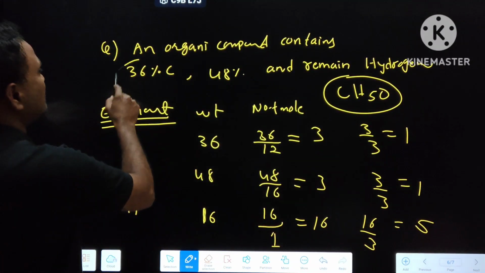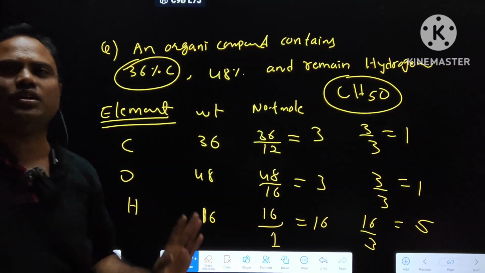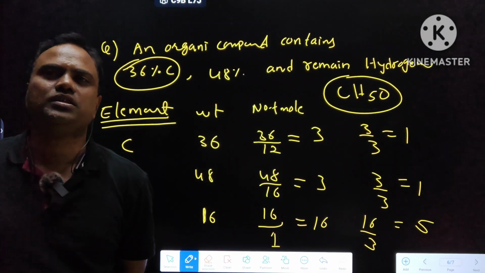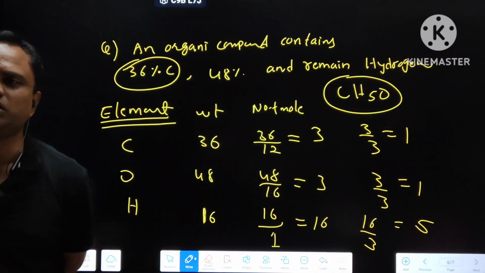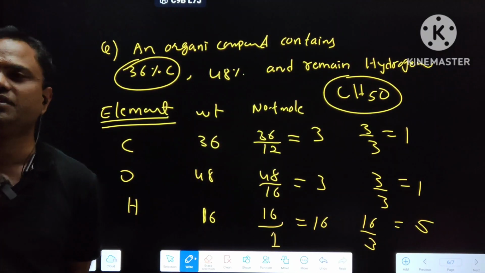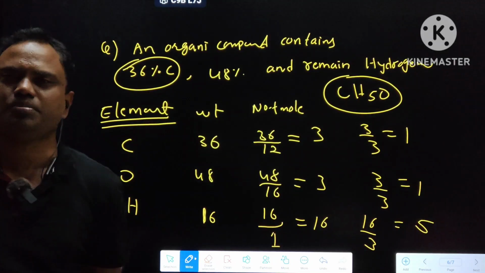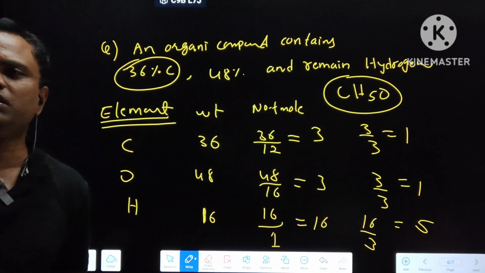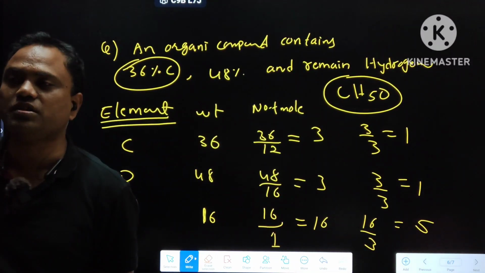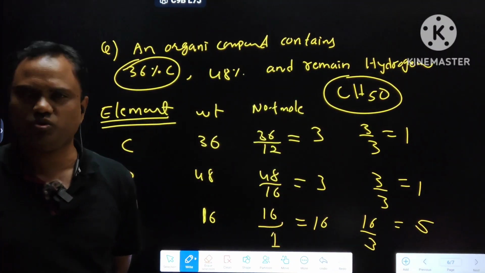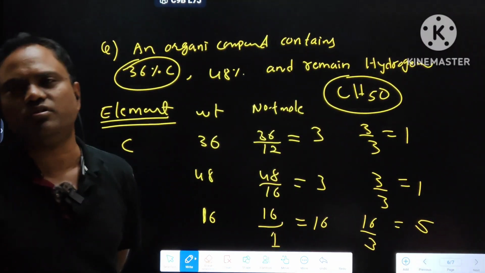If they give 36%, take it as weight. What is weight percent? Yesterday I explained, no? 36% NaOH by weight means, what is the meaning of it? 36 grams of NaOH present in 100 grams of the solution.